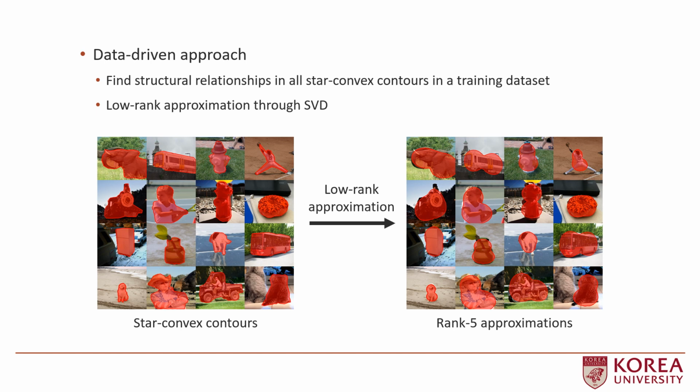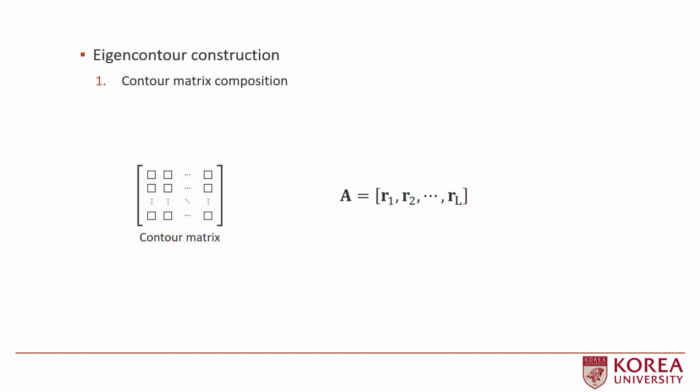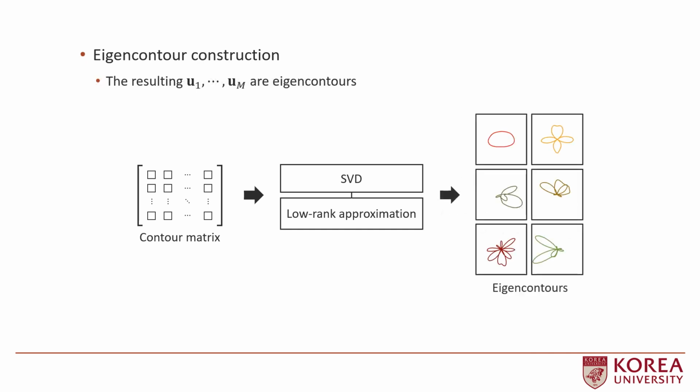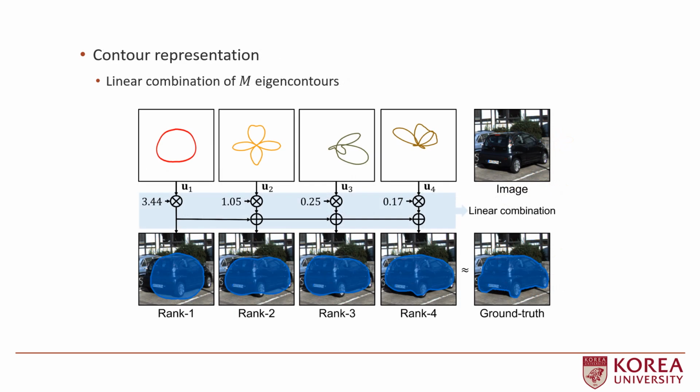We aim to exploit structural relationships in all objects of the training dataset, so we adopt a data-driven approach. First, we compose a contour matrix A from L-star convex contours. Second, we perform singular value decomposition of the matrix A and perform low-rank approximation. Finally, we determine the first m left singular vectors u1 to um as eigencontours. Then, we can represent an object boundary by a linear combination of m eigencontours.